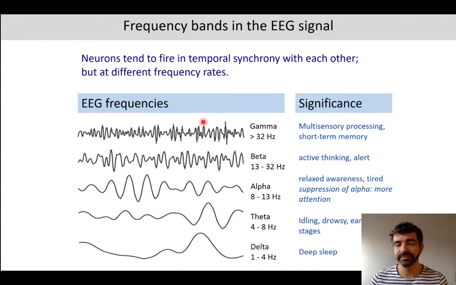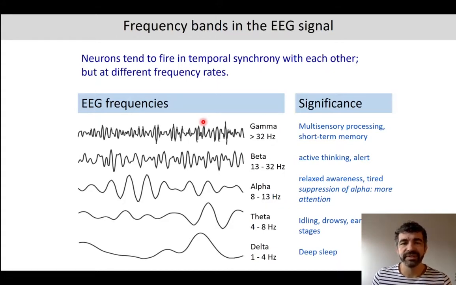So the origin of different frequencies is that neurons are firing in temporal synchrony with each other, but each neuron ensemble has a typical frequency that is inducing these frequencies. Since, as I said earlier, the EEG we measure is the sum of very many different neural sources, the composition of the actual EEG signal will have all kinds of frequencies.